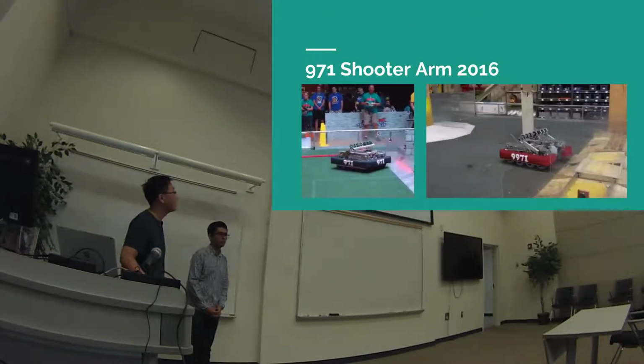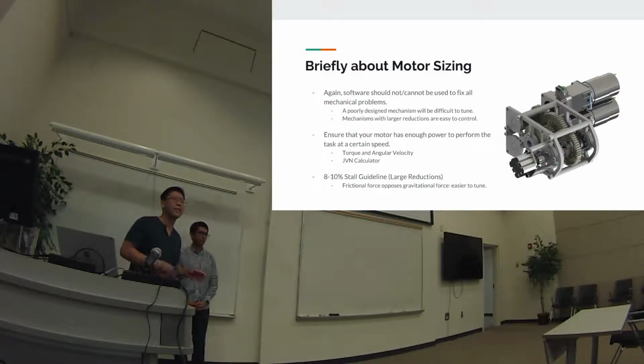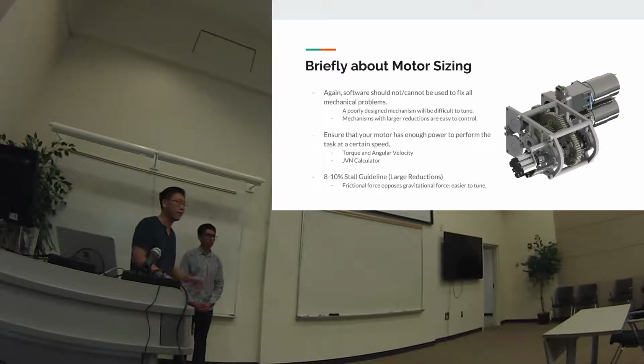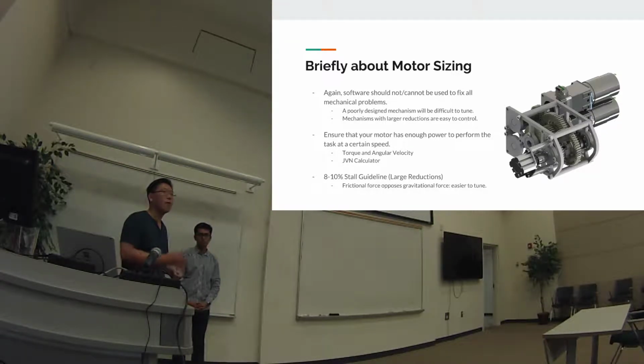And then this is just briefly about sizing your system. This isn't the main focus of the presentation, but what we wanted to say is that if you don't design your mechanism well, a control loop isn't going to fix it. A good example is, if you remember us from 2016, we had this really bad robot, to be honest, and we had this giant, really heavy arm that was powered off a gearbox, and it was not calculated properly at all. It was just a random gearbox that we threw together. And with that, it was very difficult to tune your PID loop, right? Just because of how it's designed.